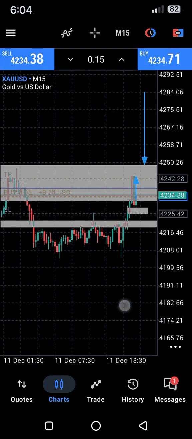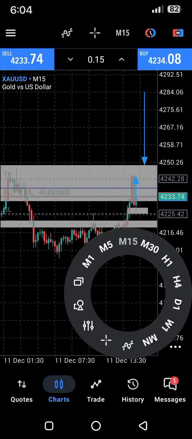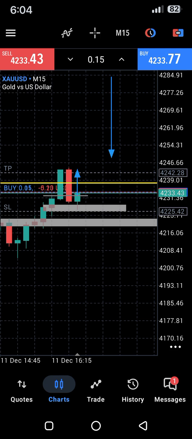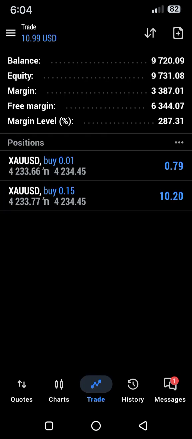But on the H1, as I've shown you, price is starting to be bullish, and we are expecting some momentum push to the upside. But if price fakes us out, we shall find another entry. As simple as that. But yeah, that's it for gold. I'll do my analysis more.